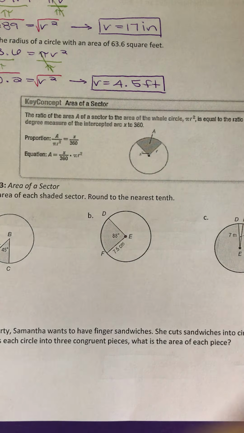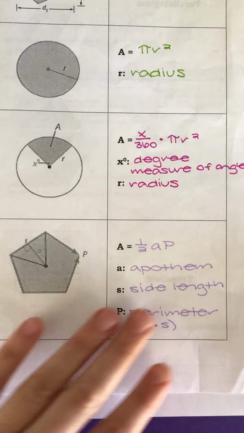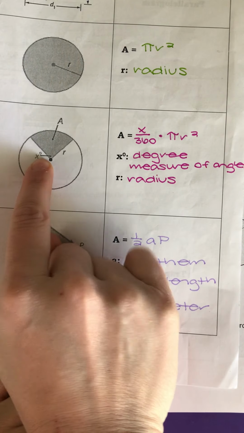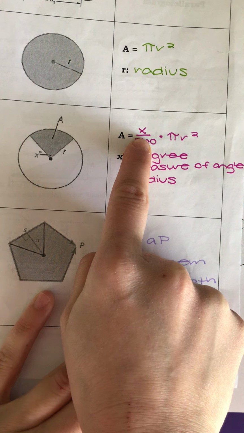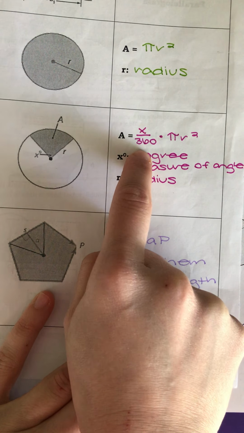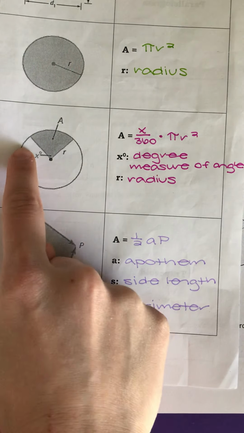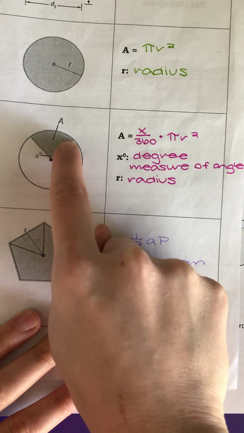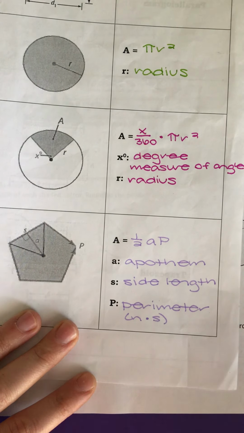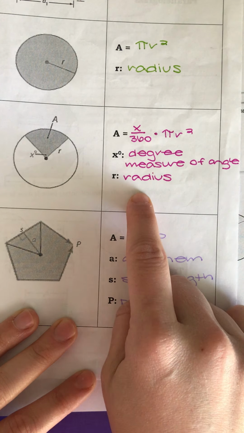So we're going to do the back of these notes right here. It has the formula. I'm going to show you on my formula sheet. So this x degrees is going to give you a degree measure. You put whatever degree measure that is out of 360. You divide that number by 360, and then multiply that by pi r squared. Because you're finding the area of the entire circle, but you really only want that one piece of it. So x is the degree measure of the angle, and r again is your radius.